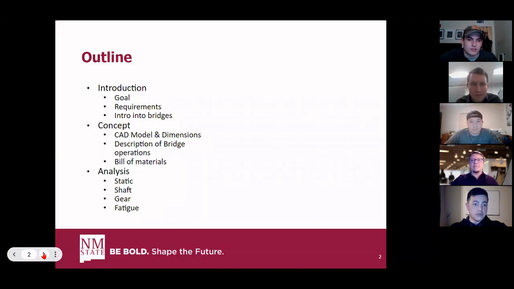To outline the presentation, we're going to go over some introduction, goal and requirements, concept, go over some of the CAD, its dimensions, and then bills of materials. And then finally, we'll go over our justification using analysis, the statistical analysis, shaft, gear, and fatigue.